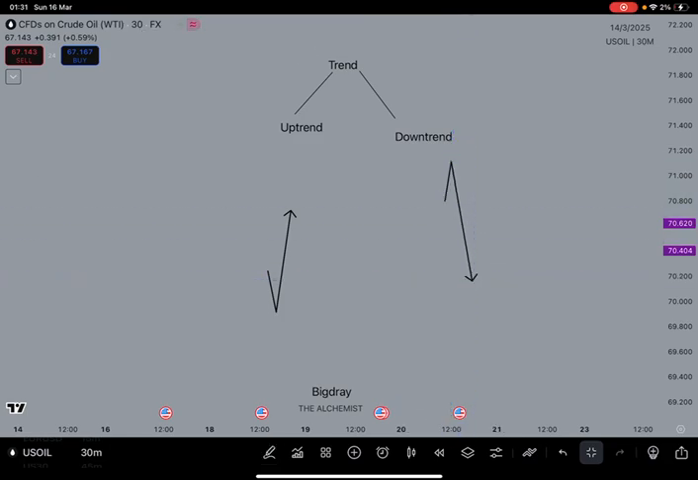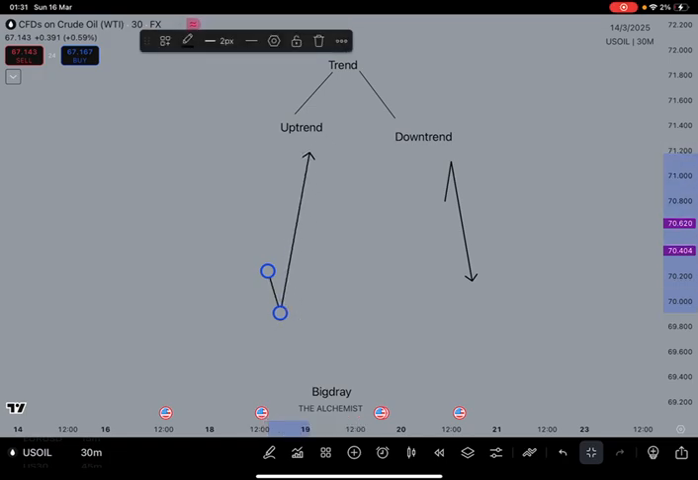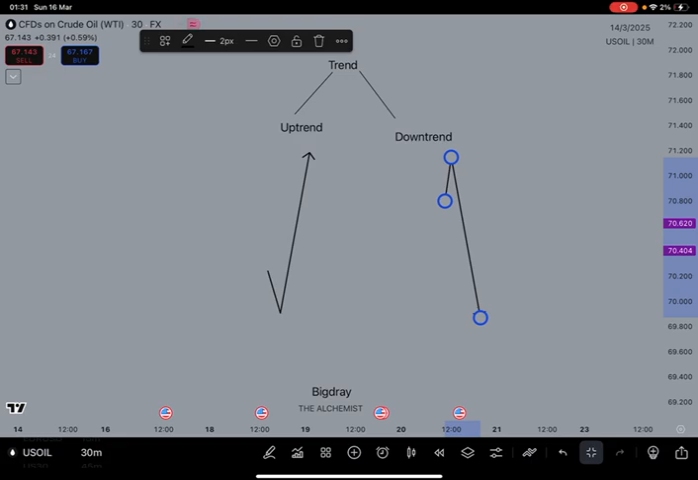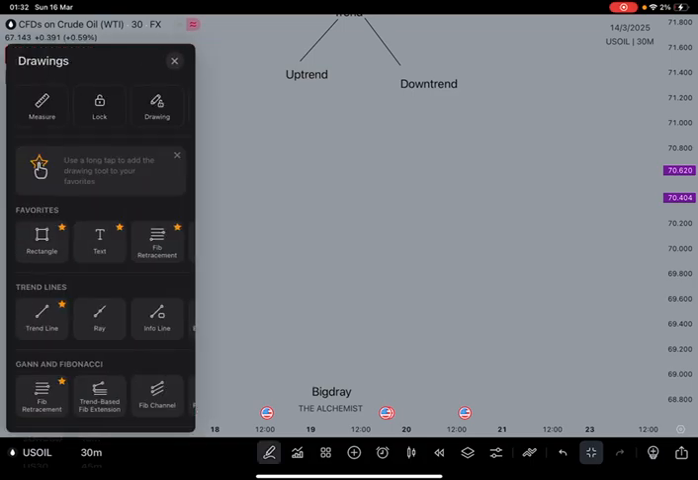You understand? When the market is buying from a low, from this low, and going up, that's what we call an uptrend. And when the market is selling from here to here, that's what we call downtrend. But this is not how the structure is. We'll talk about structure also. You understand? You might see it like this.